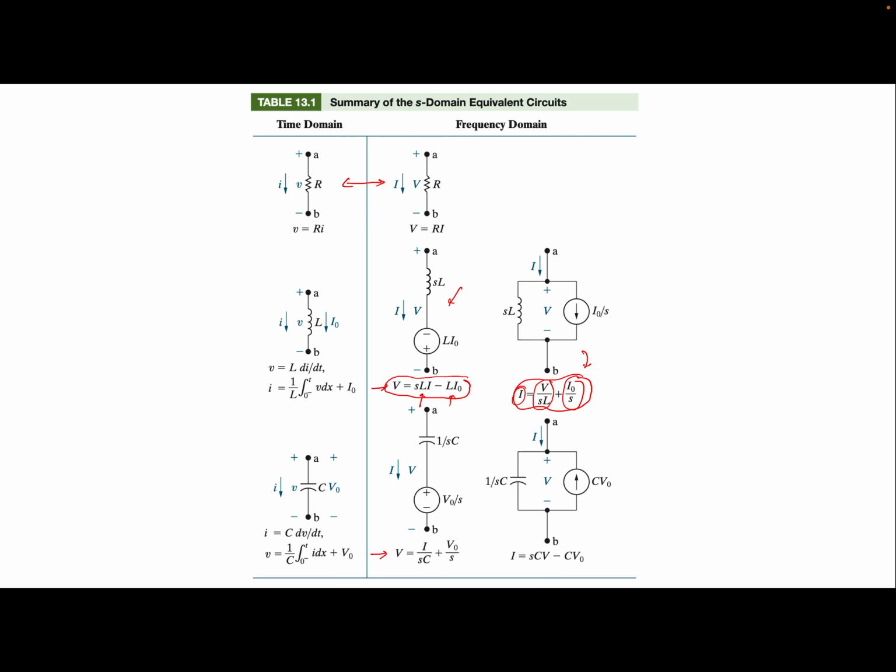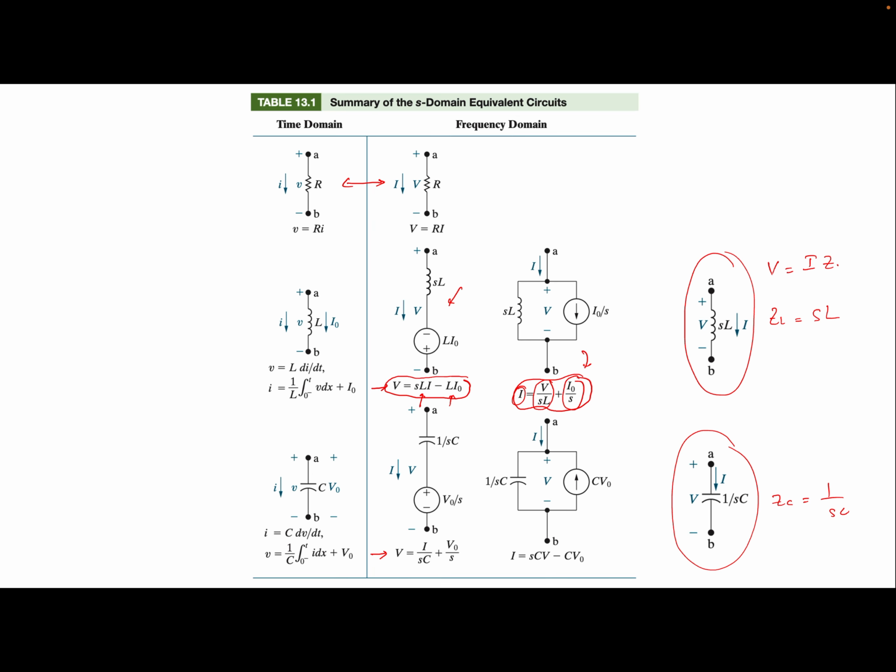So the point is, the resistance is a simple resistance in the S domain, so the circuit model is simple. The inductance and the capacitance get transformed into a series or a parallel model depending on which equation you pick. However, if there is no energy stored, then your model becomes very simple, just like this. This is SL, and the impedance of the capacitor is 1 over SC. So V is I times ZL, and V is I times ZC.